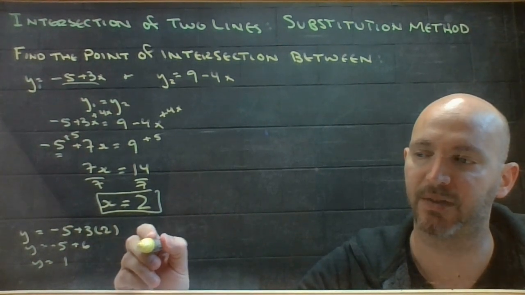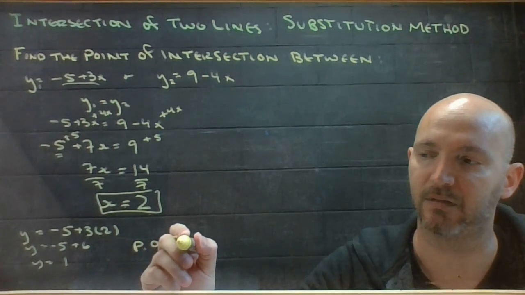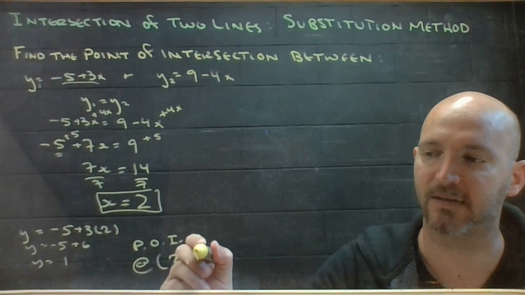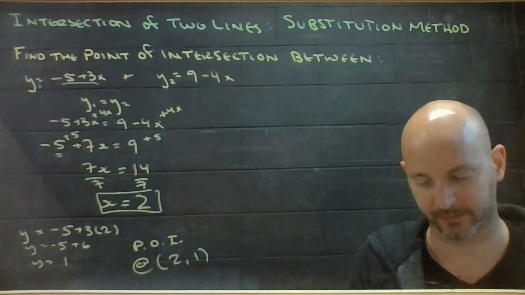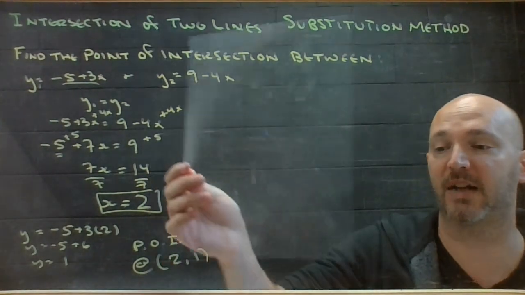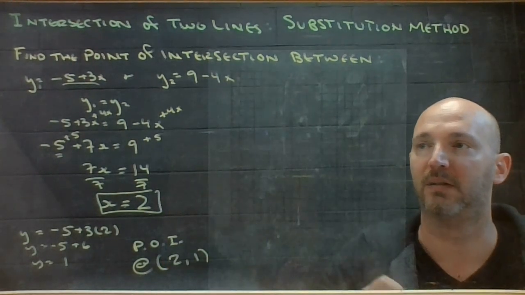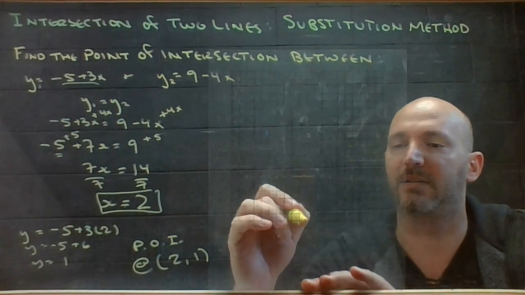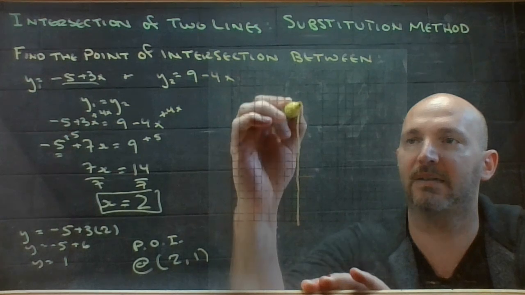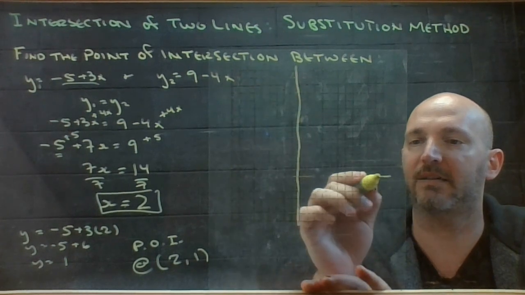So my point of intersection is at 2 on the x, 1 on the y. So I'm just going to graph it to check. I need myself a y-axis and an x-axis.